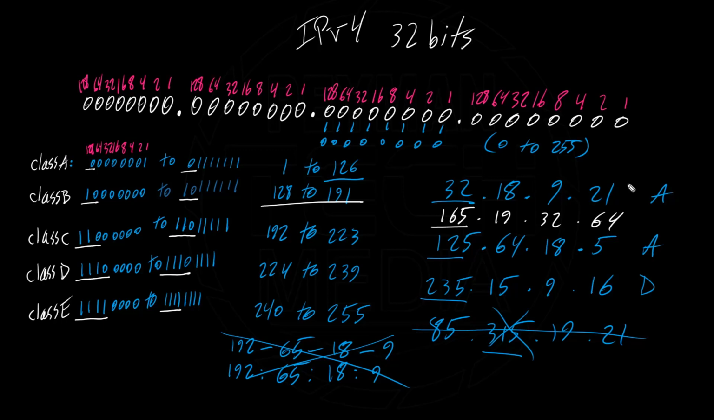So here we had some examples of IP addresses. Looking at the first octet, we can tell if this is class A, B, C, D, or E, just by double checking and making sure it falls into that range.